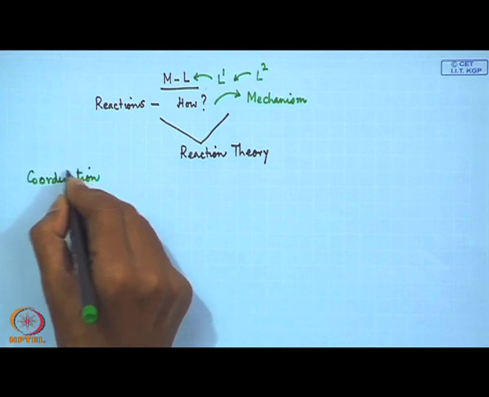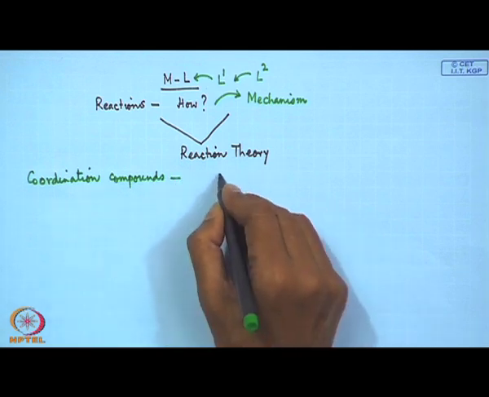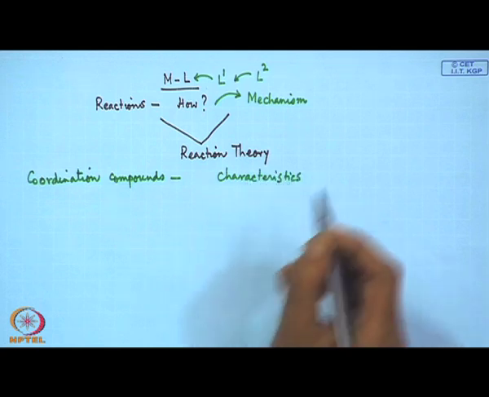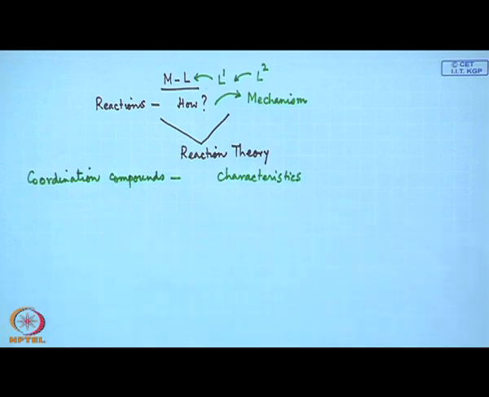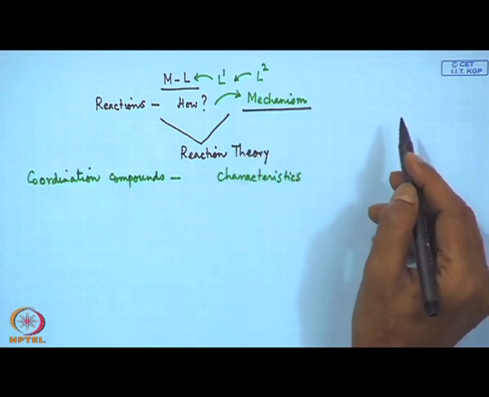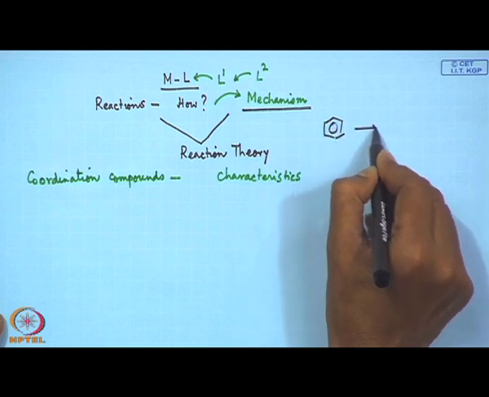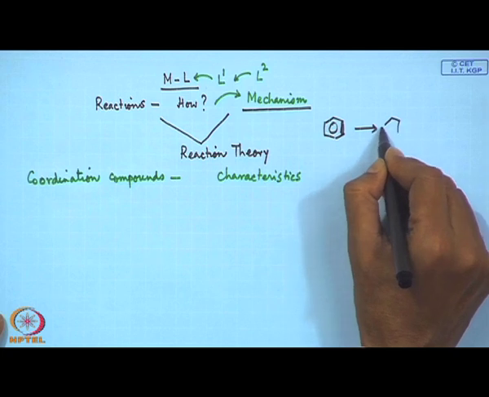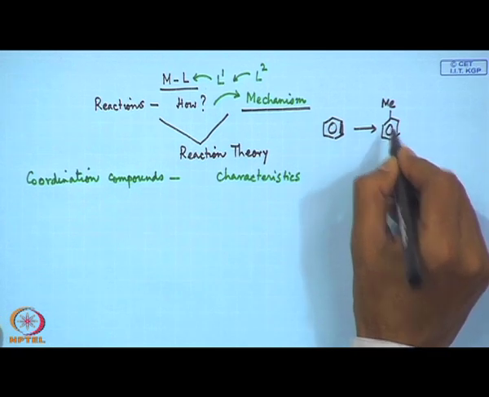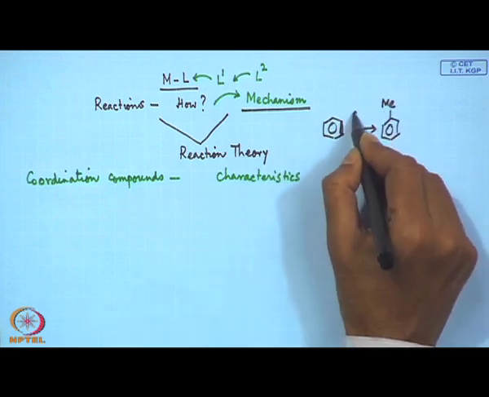So, whatever coordination compounds we have, they have some important characteristics, because we always must have some mechanism for any organic reaction or any organic transformation, such as how we can get the corresponding toluene from benzene, that means how we can add the methyl group to the benzene ring through some Friedel-Crafts reaction.